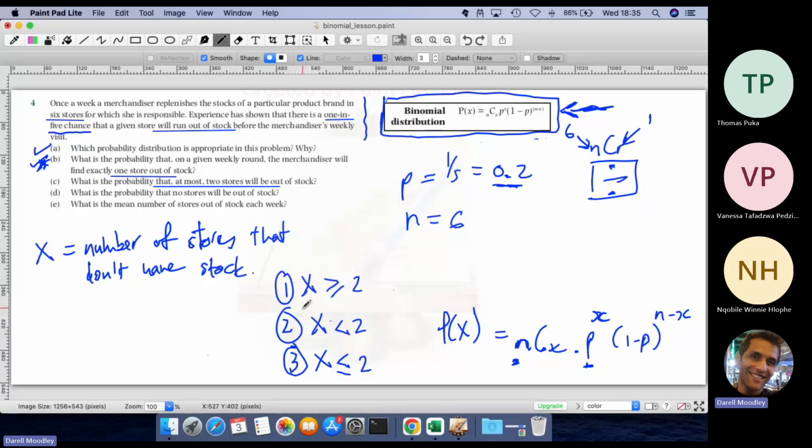You need to make an attempt here in the chat, people. Come on, just give it a shot. Is it option 1, 2, or 3? You just need to tell me which one you choose. And this is very important that you understand this, because if you get this wrong, then everything else goes wrong when you answer this question. So this is crucial. What is the probability that at most 2 stores will be out of stock? Would you choose option 1, 2, or 3?